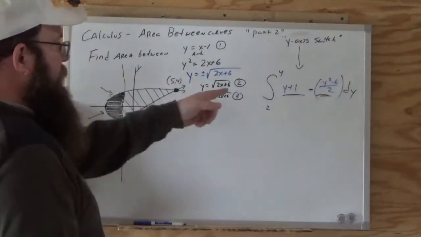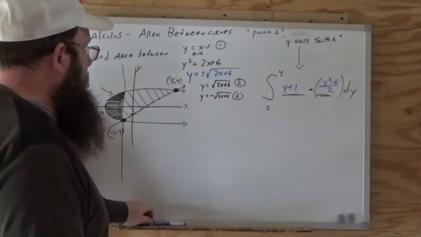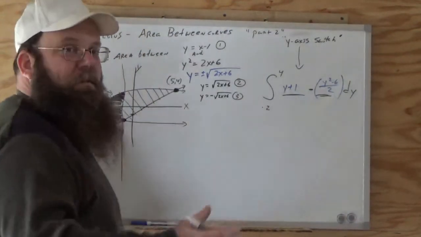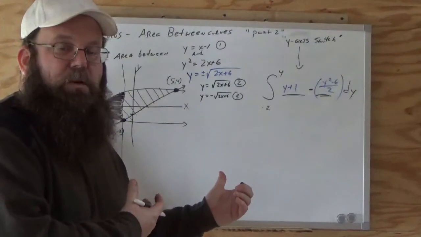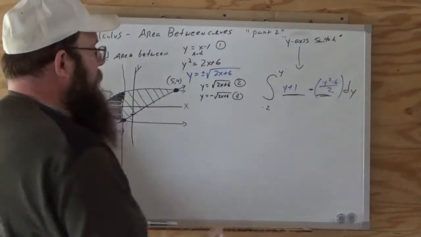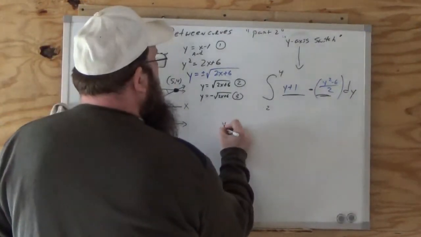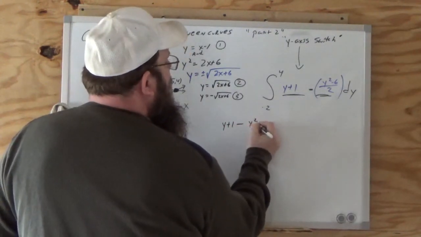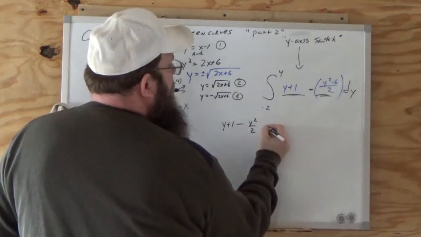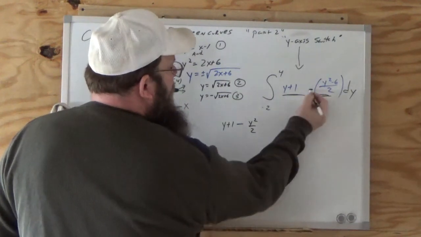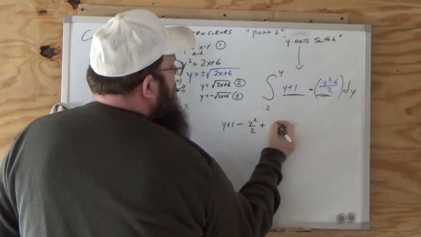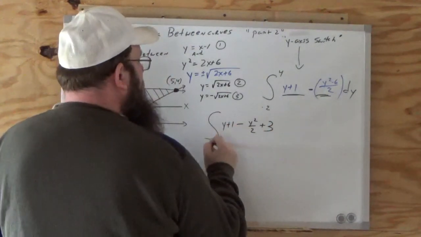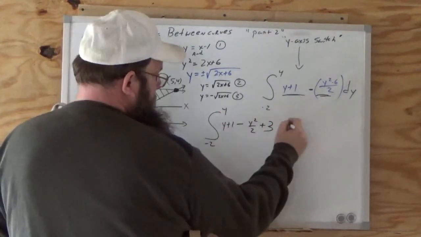Okay, let's start putting together this integral. Let's start finishing this. Now folks, everything we did so far was algebra. Now we're going to actually do some calculus. Okay, y plus 1 minus y squared over 2, minus times a minus is a plus. What's 6 over 2? 3. Integral from -2 to 4 dy.